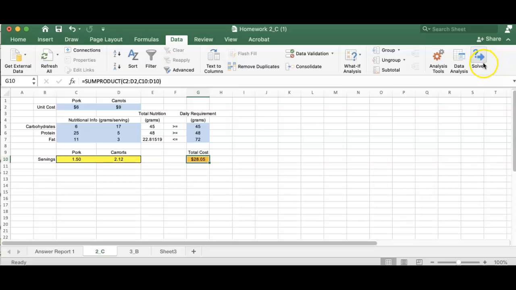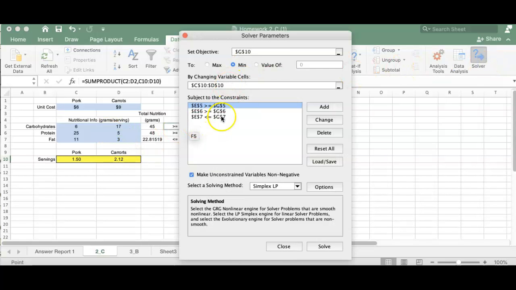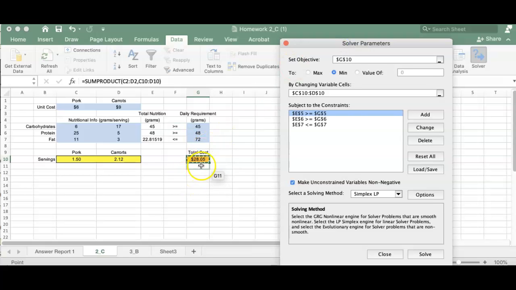Let's go ahead and look at the Solver. Here is our Solver. The cell we want to change, which I have highlighted orange, is G10. The variables that are changing are C10 and D10 here. And we have a greater than and less than here of 45 units. These are our constraints, that we want to have this many carbohydrates, this much protein, and this much fat. The fat is the one that allows us to have less than or equal, but we have to have equal to or greater than.